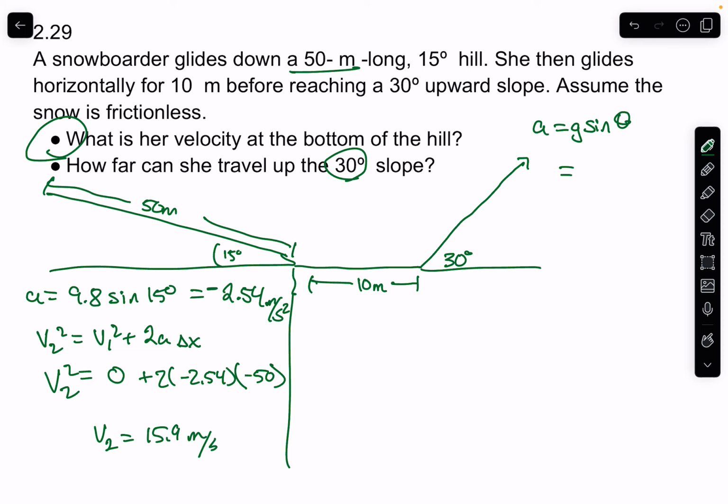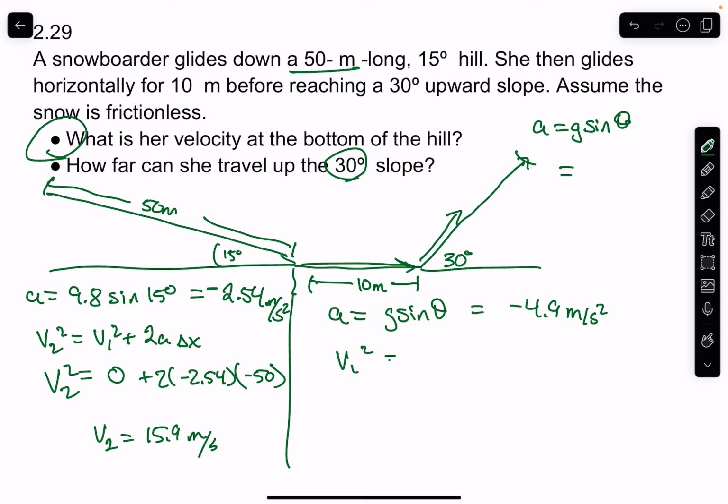Now, if this is a frictionless surface, nothing happens here, but now they rise at 30 degrees, and the question is how far will they go? But we have a new acceleration, and that's going to be g sine theta. But instead of 15 degrees, we have 30 degrees, and this is negative 4.9 meters per second squared. We're going to use the same equation.